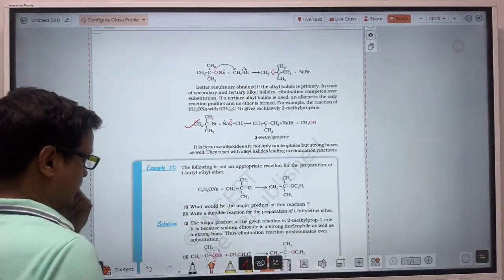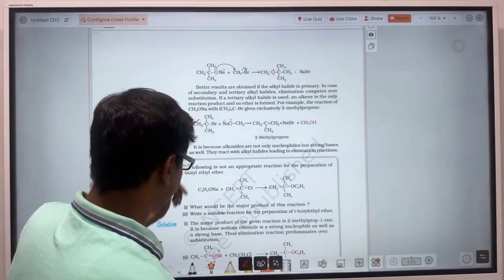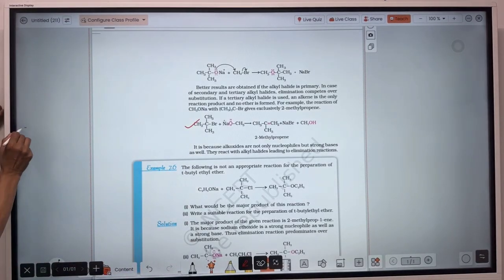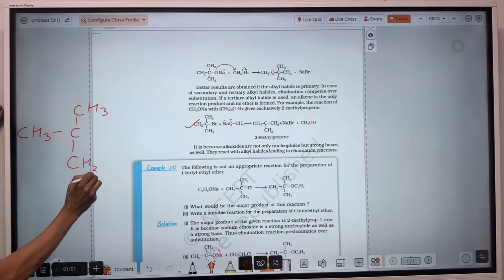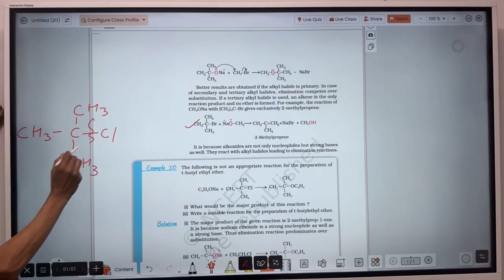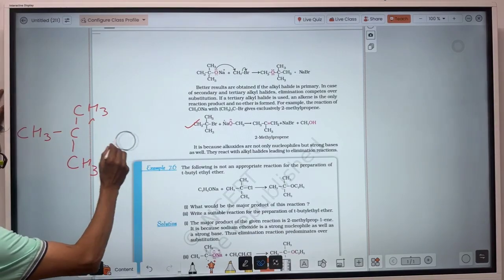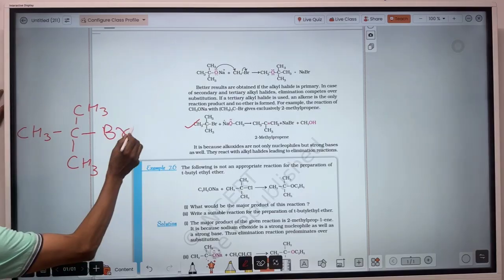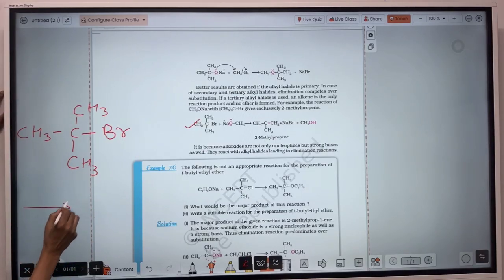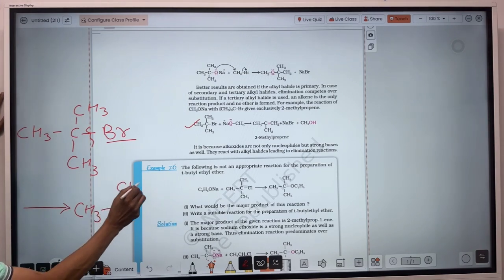What happens if you take the tertiary haloalkane instead? When you take the tertiary haloalkane, there will be cleavage of the carbon-halogen bond. If there is Br, you may also take Br. Very easily this bond will dissociate, the bond between carbon and halogen, because the tertiary carbocation is stable.